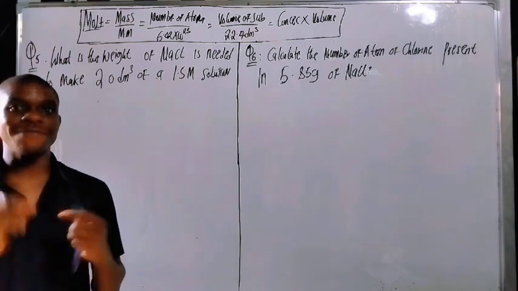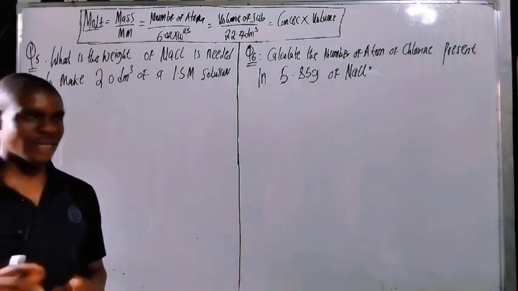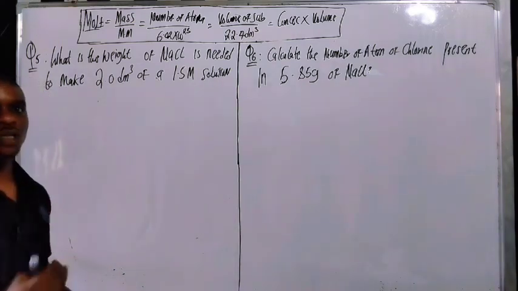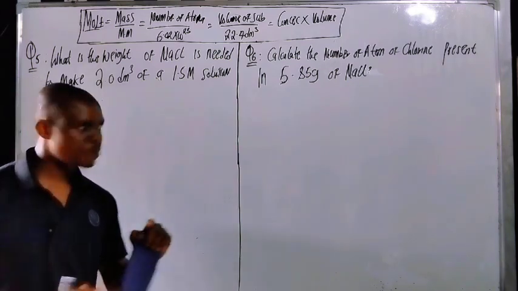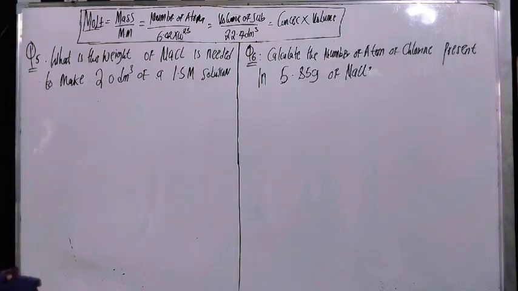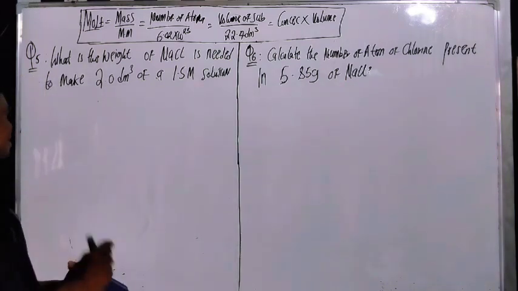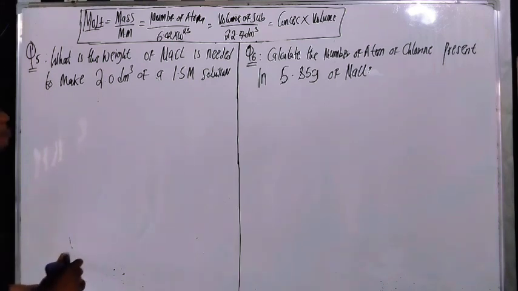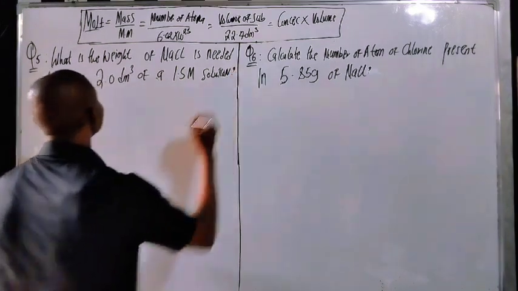Weight and mass are the same thing, but in physics, weight and mass are not the same. Do you understand? But in chemistry, we regard weight and mass as the same. So, for example: what is the weight of NaCl, sodium chloride, needed to make 2.0 dm³ of a 1.5 molarity solution? Do you understand? They ask you what is the weight.